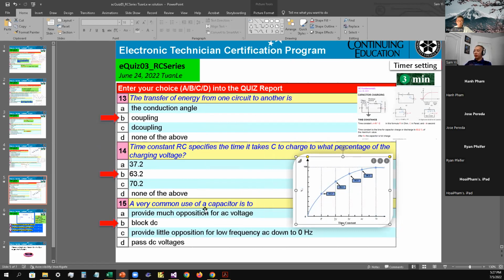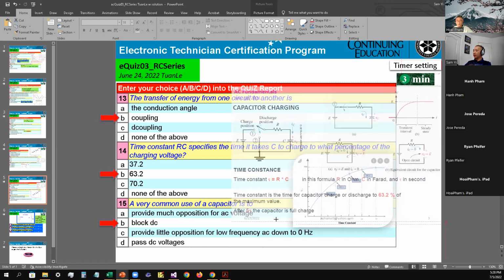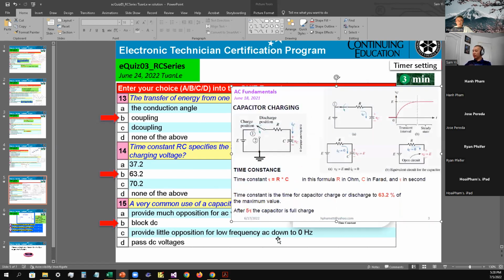Number 15, a very common use of the capacitor is to let AC through, but mainly its objective is to block the DC signal. So the answer is B as in Bob for number 15. Okay, this is talking about the time constant. Time constant is the time for the capacitor to charge to 63.2% of the maximum value.